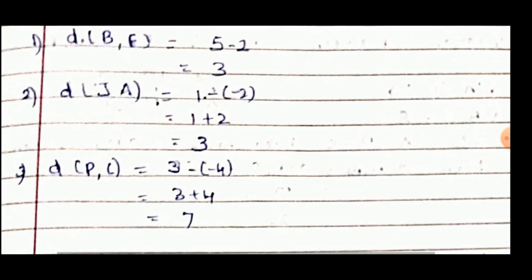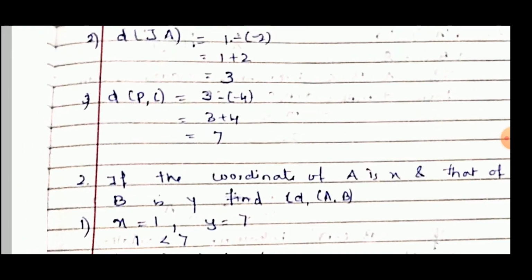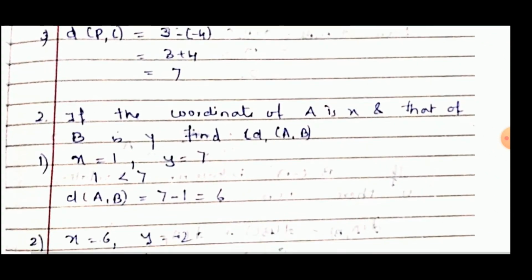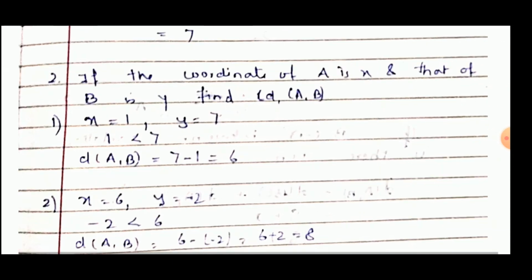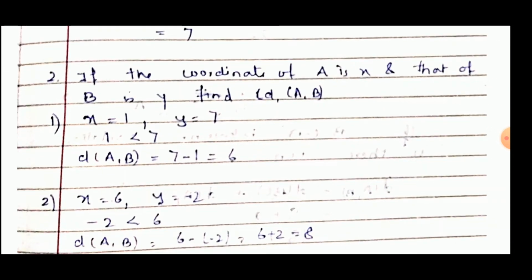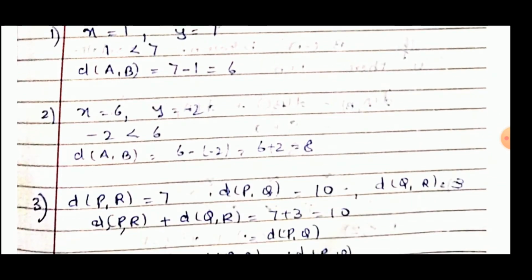Then here, if the coordinate of A is X and that of B is Y, then find the distance AB. Now X is equal to 1 and Y is equal to 7. So 1 is less than 7. So distance AB will be equal to 7 minus 1, that is equal to 3. If X is equal to 6 and Y is equal to minus 2, now we know that minus 2 is less than 6. So distance AB will be 6 minus minus 2, 6 plus 2 equal to 8.